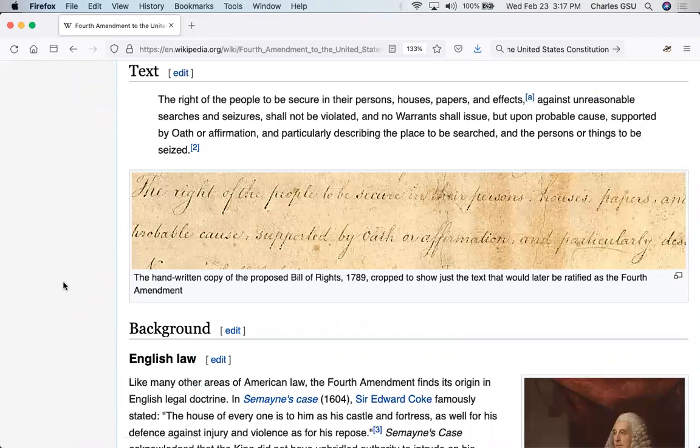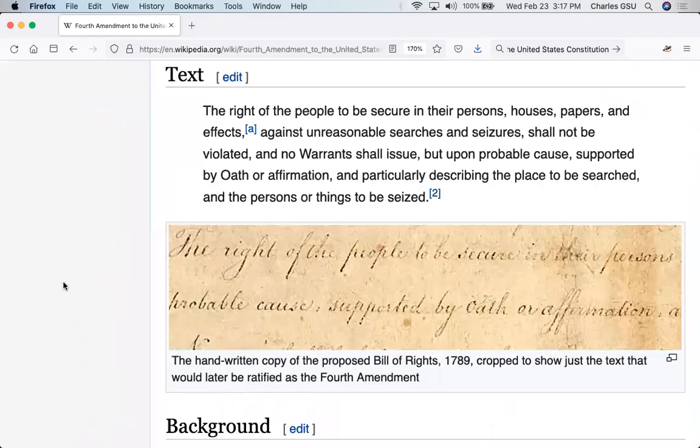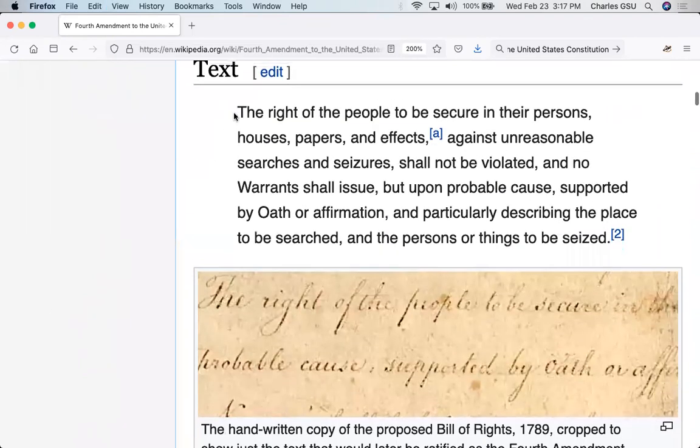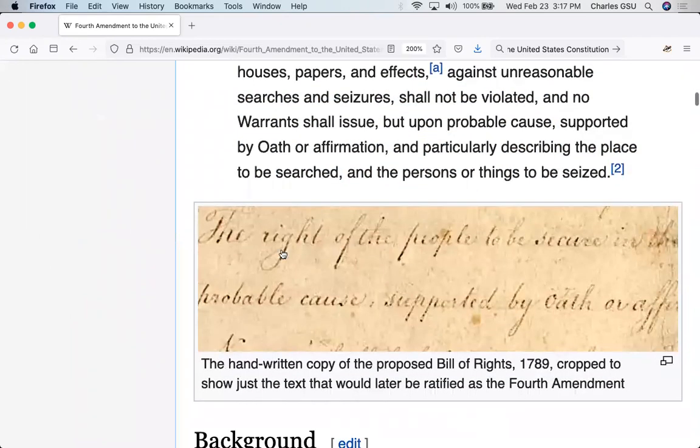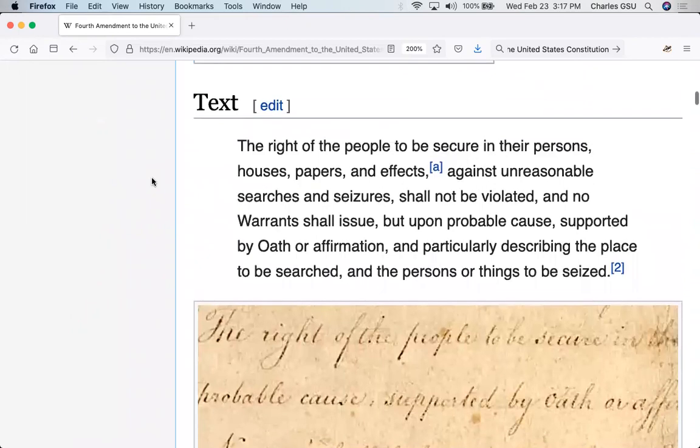So I'm just going to increase the size here a bit. All right, so this is the Fourth Amendment, the actual wording. There it is in handwritten form. Let's just break this down a bit.